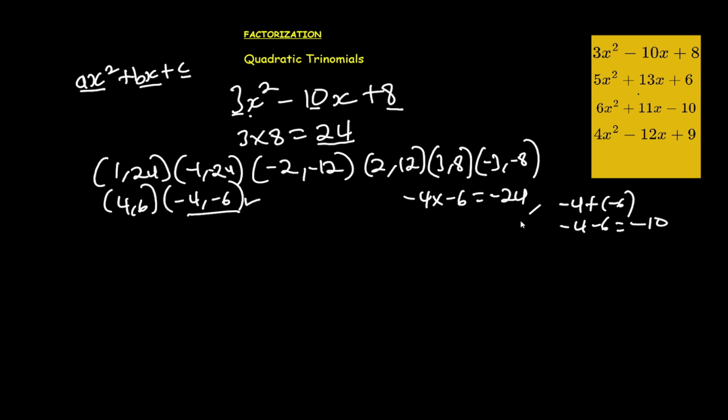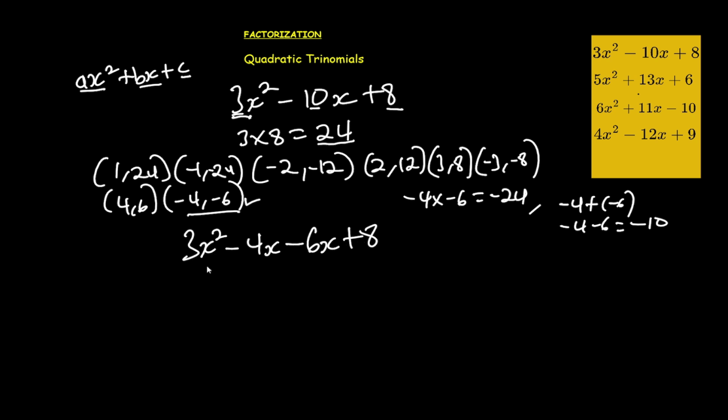Now we are going to replace the -10x with -4x and -6x. So the 3x squared and the 8 are going to remain. It's going to be 3x squared minus 4x, then minus 6x, plus 8. So we have 3x squared minus 4x minus 6x plus 8.